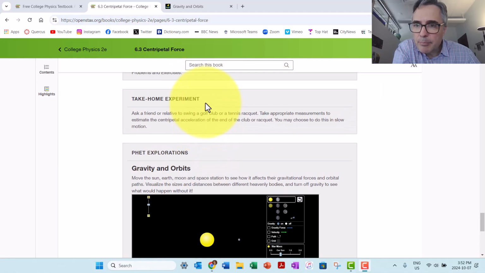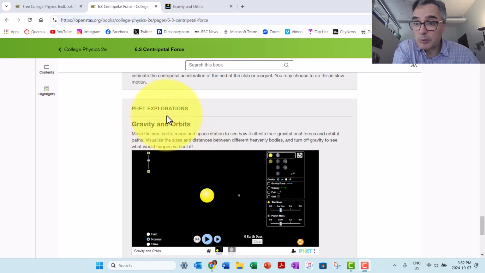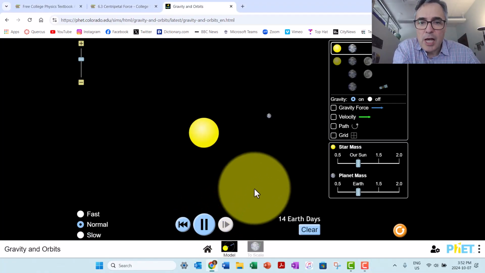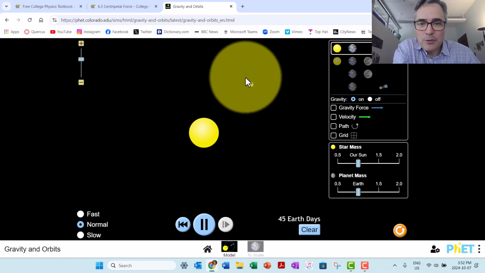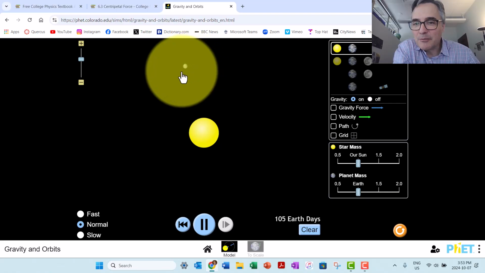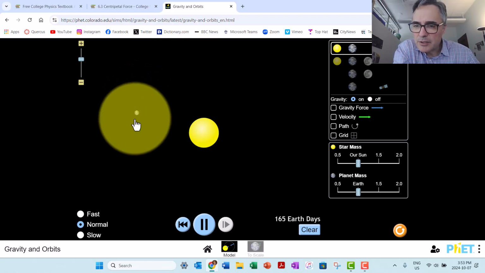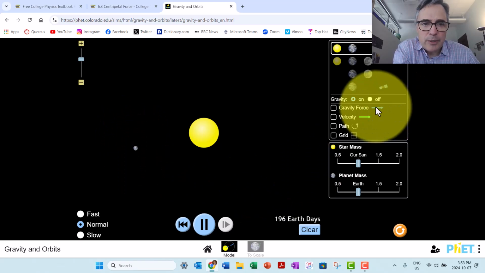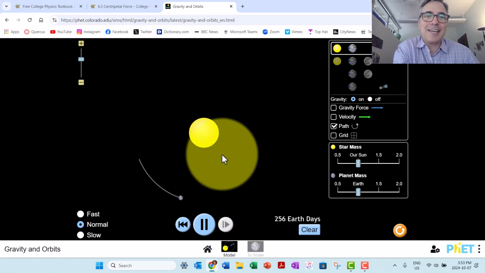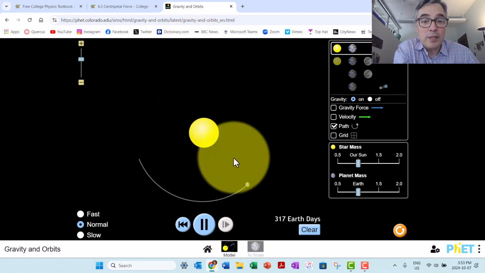But I want to go back to the bottom of section 6.3, where they have this PhET exploration called gravity and orbits, which shows a pretty nice exploration of a few things that are happening. So once a year, this is the Earth, which is going to be spinning once around its axis every day. The spinning is not shown, but it's showing its orbit around the sun, this yellow thing. This is not to scale, but there's a yellow thing in the middle, which is the sun, and then there's the Earth going around once per year.